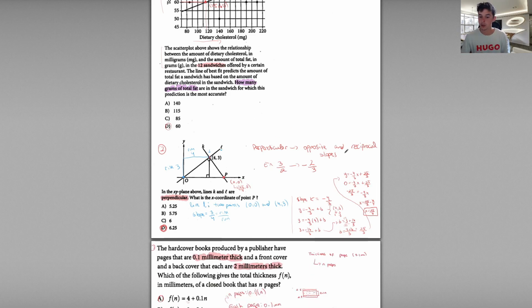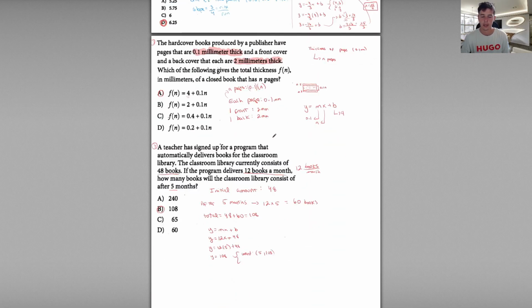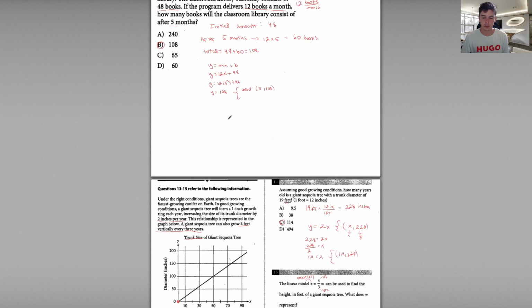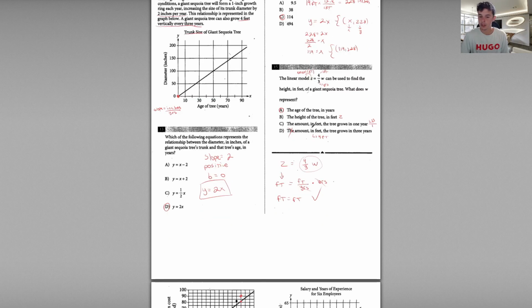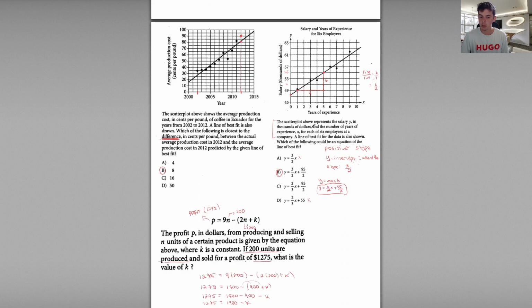Perpendicular is opposite and reciprocal. Parallel is just the same slope, if the lines are parallel, because they have the same rate of change, just in case you didn't know. And you got to know how to interpret problems efficiently. Writing down things you know from each question will give you an edge, I promise you.